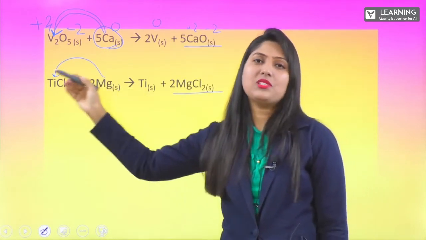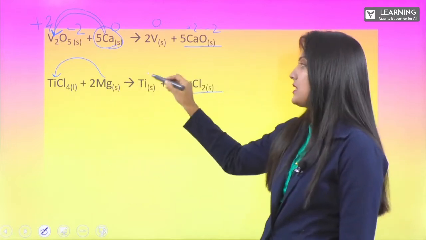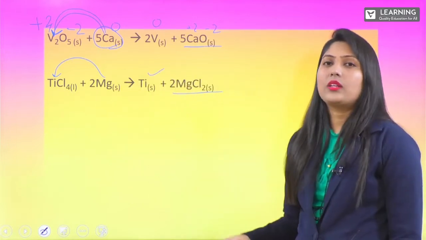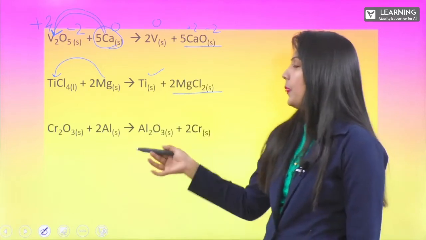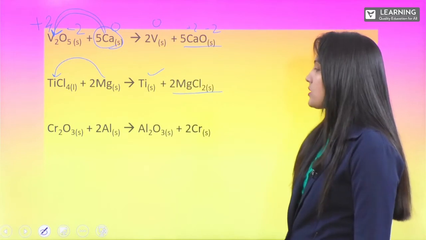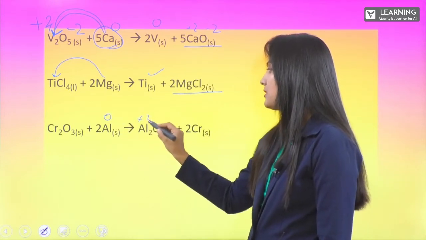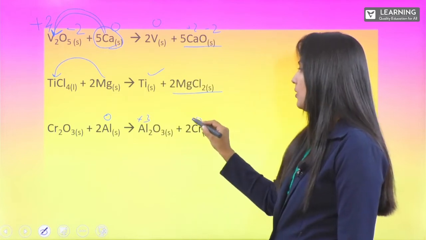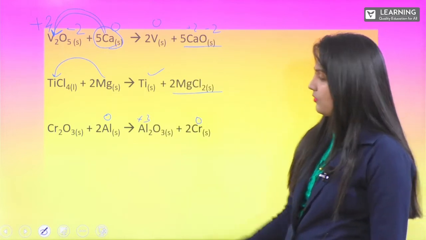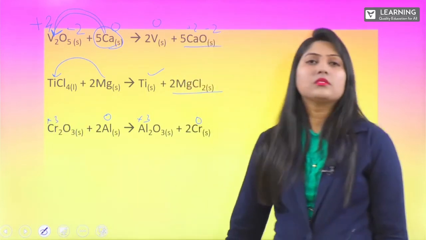So magnesium is reacting with titanium tetrachloride to form magnesium chloride, and titanium is given out as an element. Next we have chromium oxide. So chromium oxide and aluminium, it is 0 here. Here it will be plus 3, and chromium is 0 here, where 3 2s are 6, and it will get plus 3 here. Got it?